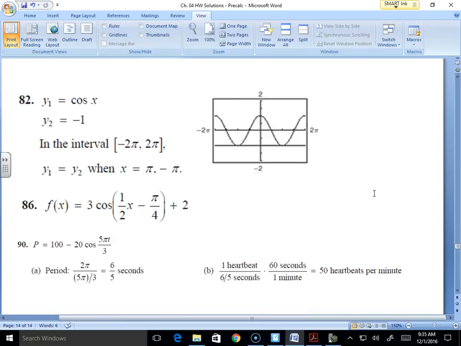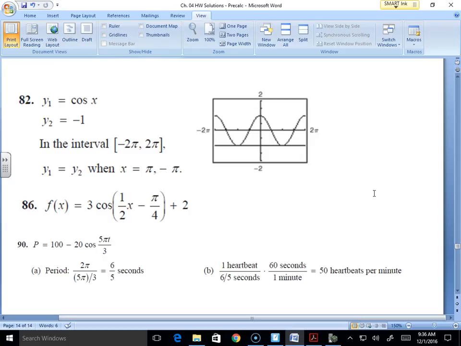I'll let you guys check these last two, 82 and 86. We'll talk about 90 just for a second. 82 seemed tricky, but literally they gave you y1, y2. Isn't this graphing in your calculator? y1 is your first equation, y2 is your second. So you were just putting them in your grapher, and if you're asking where they equal, guys, how do we do that in a grapher? Where they equal, they intersect. Just use the intersect feature.